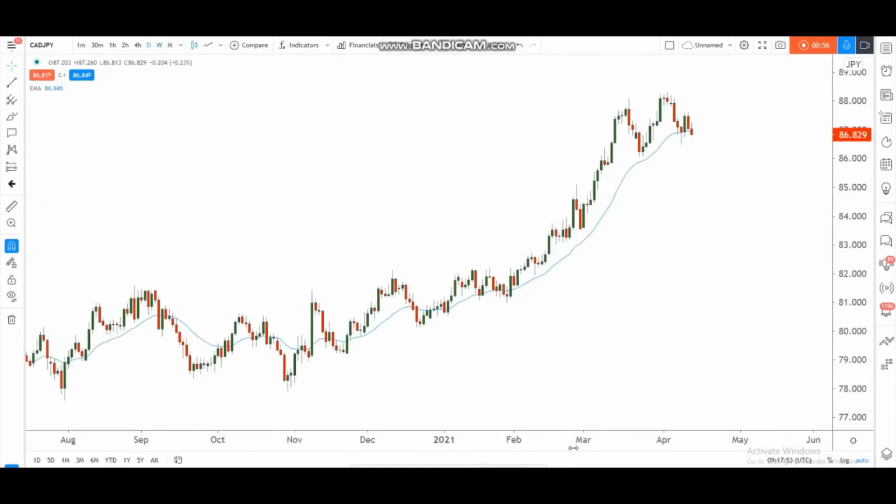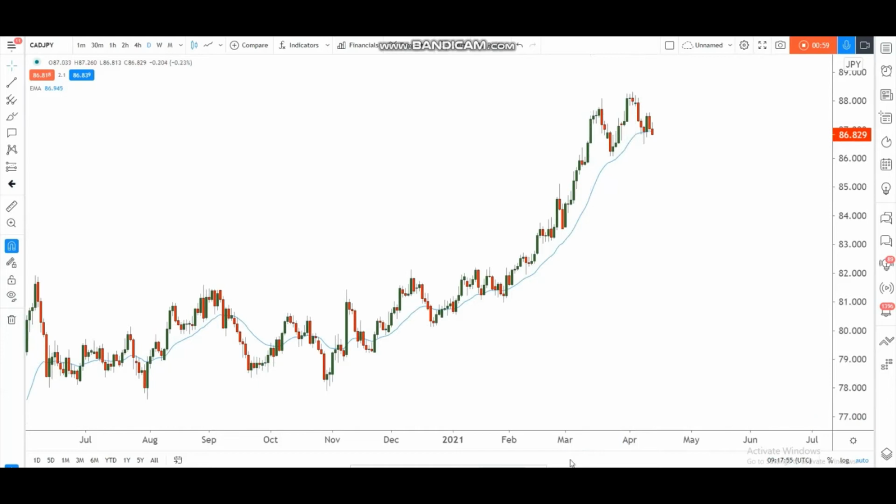So if I were to go to the daily time frame, you can see that CAD Yen is on an uptrend, right? You can clearly see the higher lows as well as the higher highs. So if I were to draw a trend line, however, you can actually see that the price has already broke through the uptrend line, so it is no longer on the uptrend. You can also clearly see the price action here.